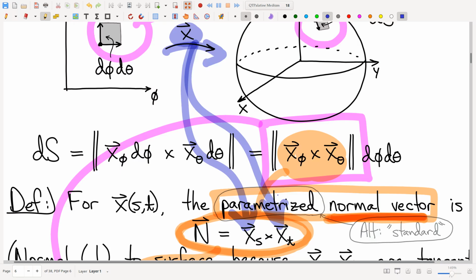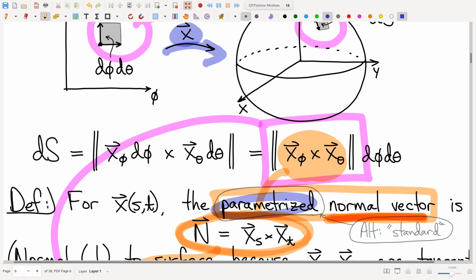So it depends on the parameterization, and that's why I think it makes sense to emphasize that. I mean, have that disclaimer right there in the name. This isn't the only normal vector. This is the one that comes from your parameterization. So I call it the parameterized normal vector. Okay. I think that's a reasonable terminology.